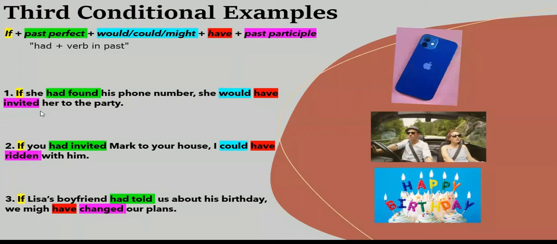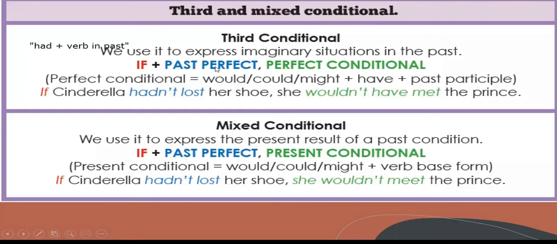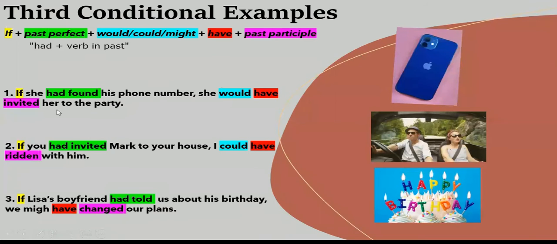It doesn't change. So what did we say third conditional was about? We said that third conditional, we use it to express imaginary situations in the past, okay? So what would have happened if I had found the phone number of Mark, for example? Then Mark would have gone to the party, but it is already in the past. It did not happen. I imagined it, okay?